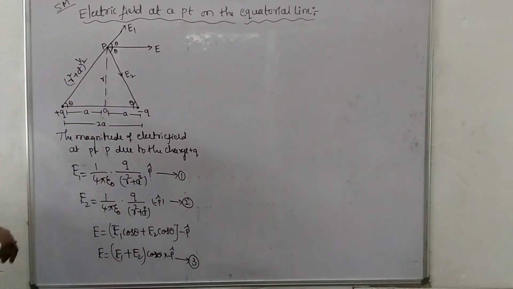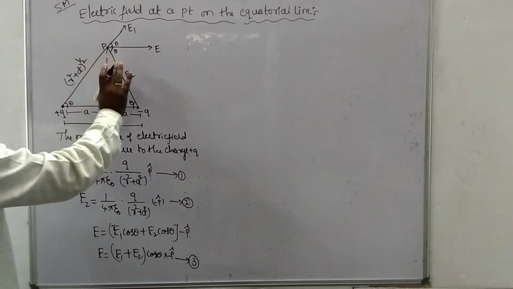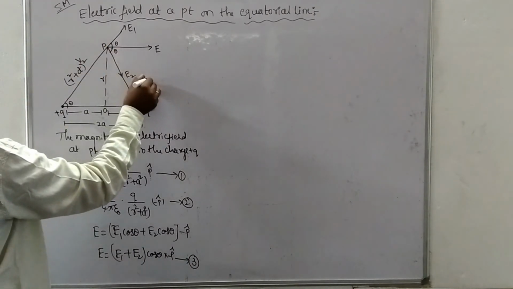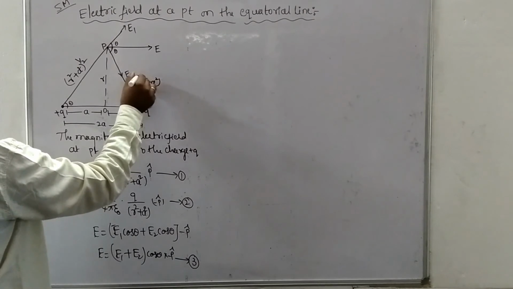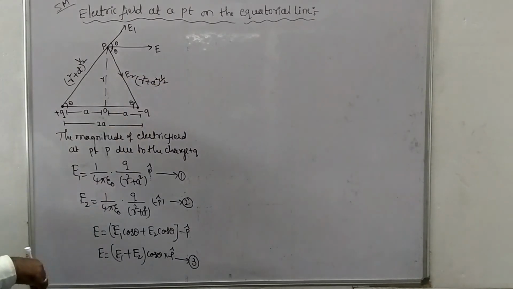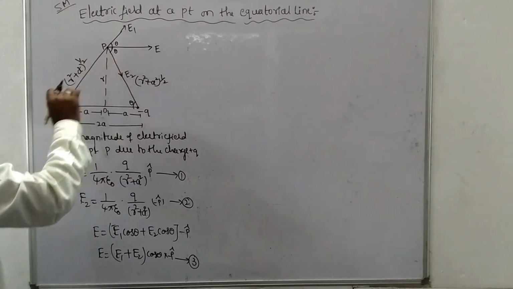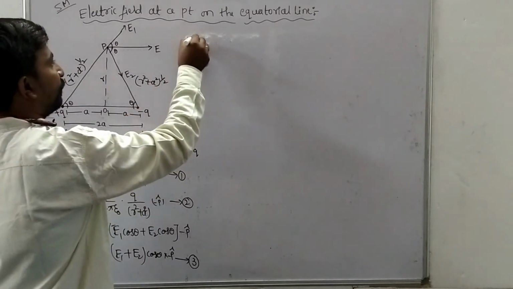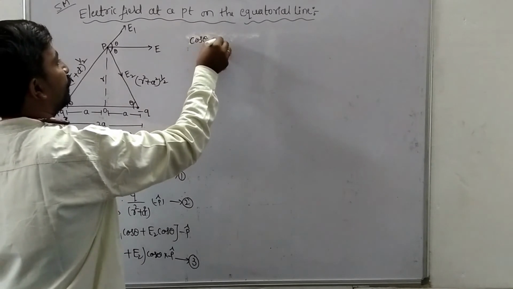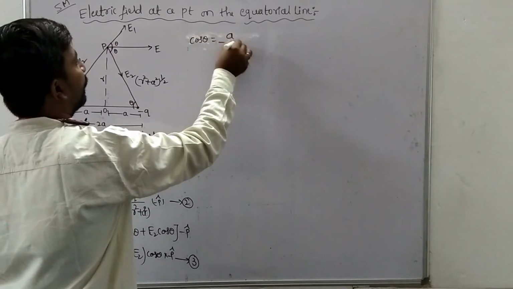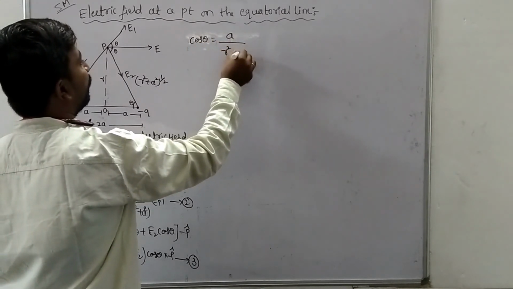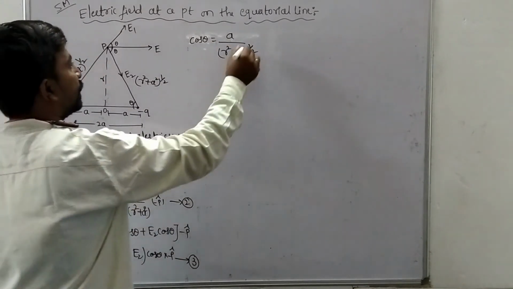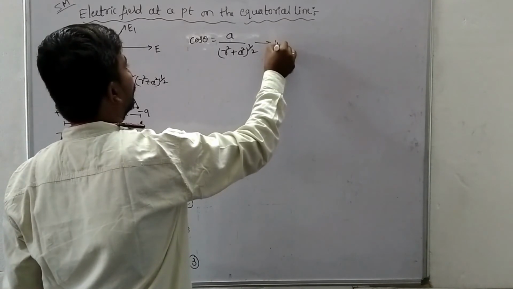From this figure, what is cos theta? Take this triangle. The distance here is the same as there, r square plus a square whole to the power of 1/2. So cos theta is equal to adjacent by hypotenuse. Therefore cos theta is equal to, from this figure, a divided by r square plus a square whole to the power of 1/2. So this is equation number 4.